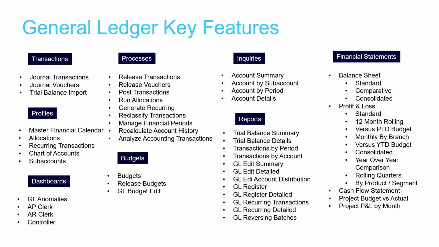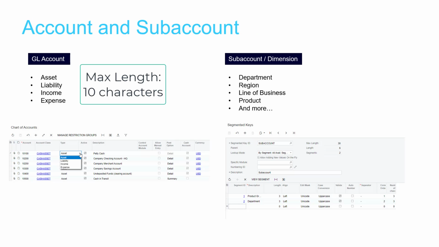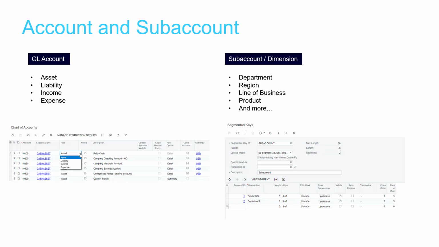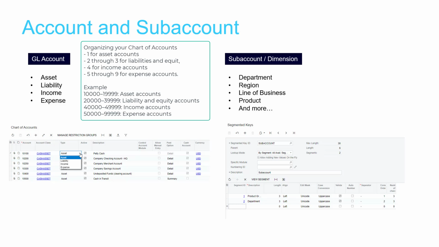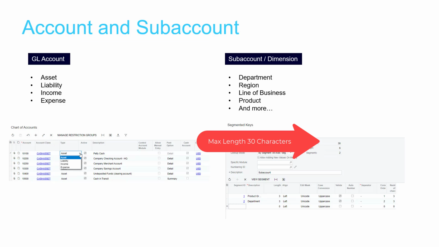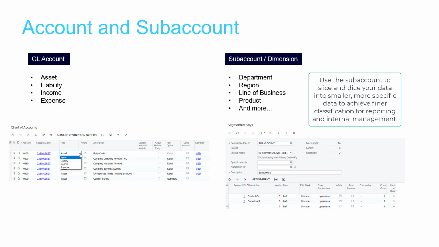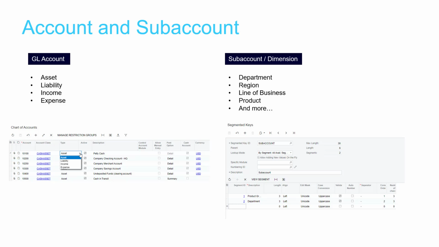The GL summarizes the organization's financial transactions, such as accounts receivable, accounts payable, fixed assets, and inventory, by GL account and subaccount. The GL account represents the asset, liability, income, or expense, while the subaccount provides the user-defined dimensional reporting by department, region, product line, and whatever other dimensions the user wishes to define. Let's jump into Acumatica and take a look.